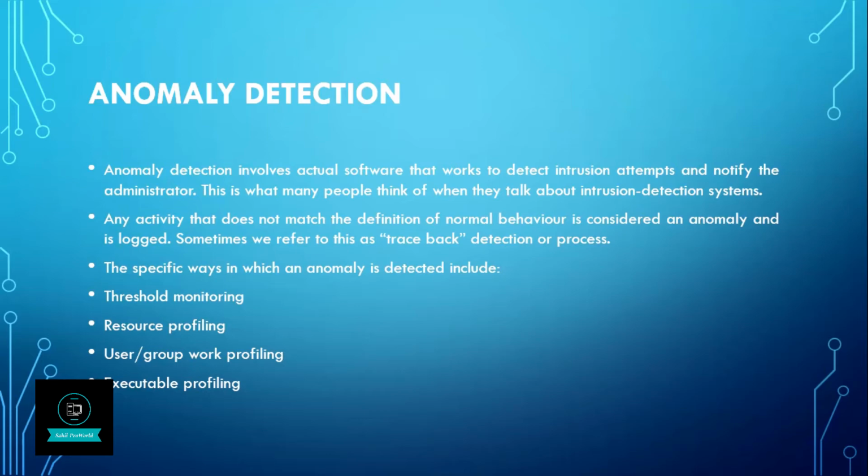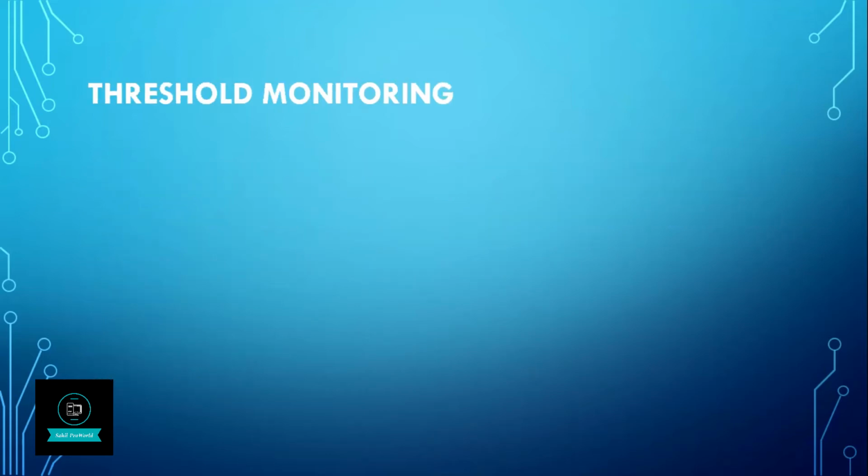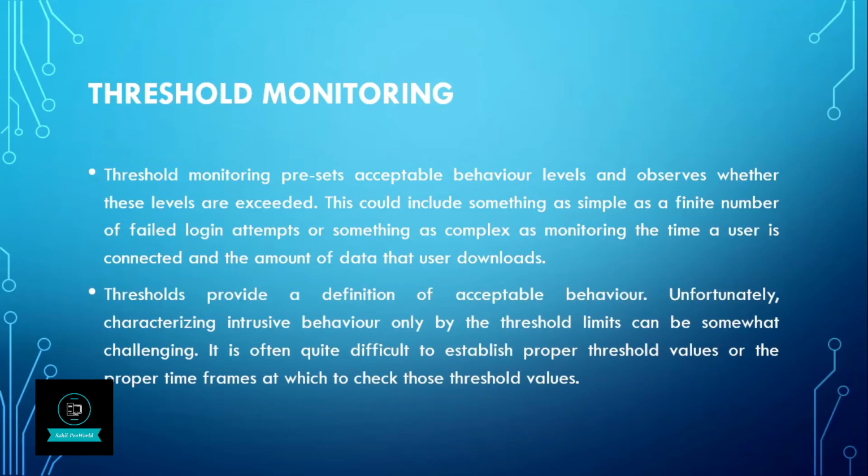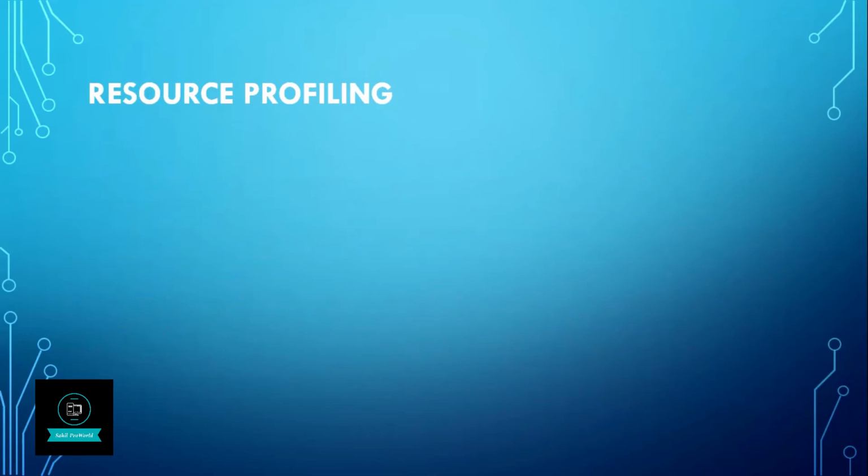Now let's start with threshold monitoring. Threshold monitoring presets acceptable behavior levels and observes whether these levels are exceeded. This could include something as simple as a finite number of failed login attempts or something as complex as monitoring the time a user is connected and the amount of data that user downloads. Thresholds provide a definition of acceptable behavior. Unfortunately, characterizing intrusive behavior only by the threshold limits can be somewhat challenging. It is often quite difficult to establish the proper threshold value or the proper time frame at which to check those threshold values.